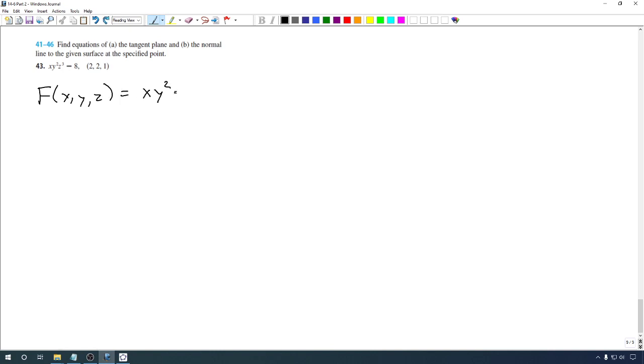Let's go ahead and find a tangent plane to a surface. And I guess the book also wants us to give the normal line as well. So here we have a function of three variables, x times y squared times z cubed, equal to some constant value 8. I'm going to write this as f of x, y, z equals x y squared z cubed, just to help me out. But we want that to equal 8.